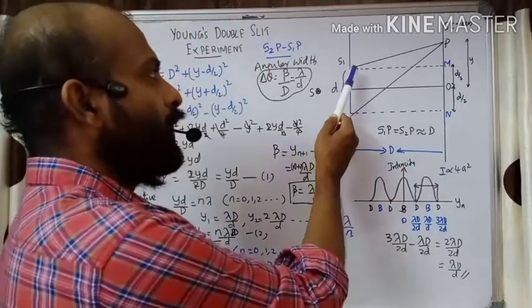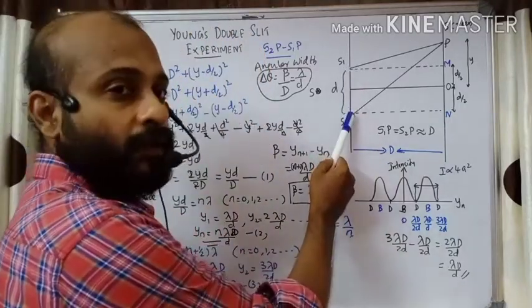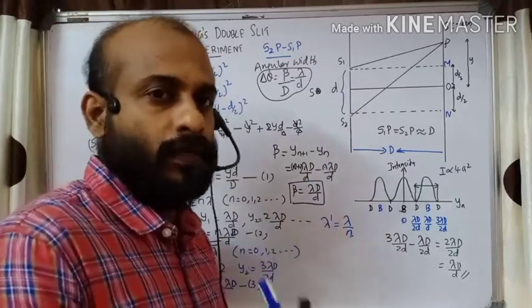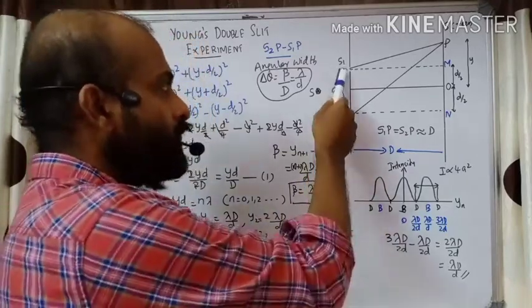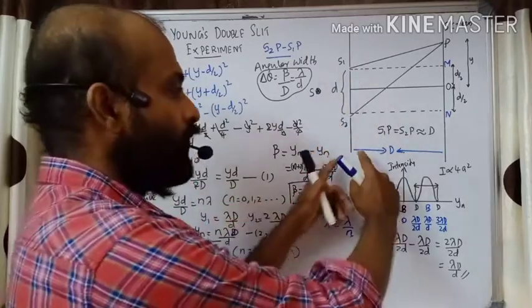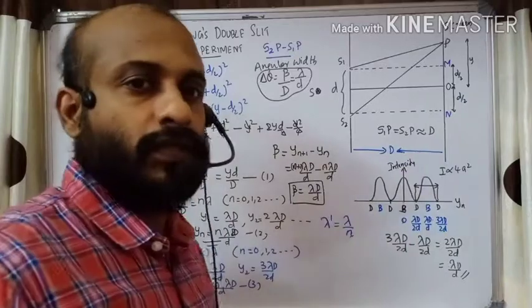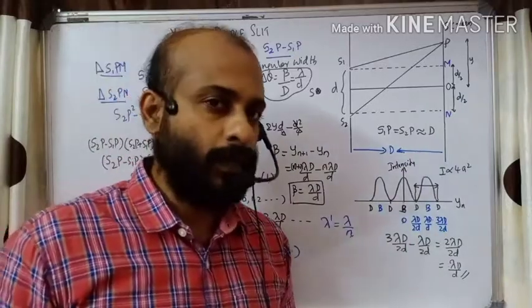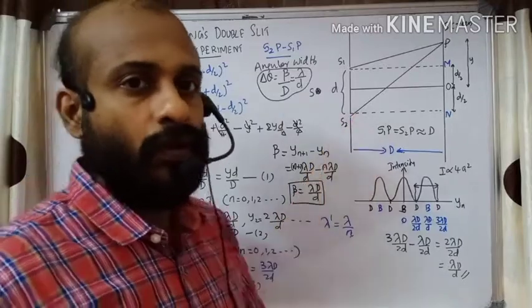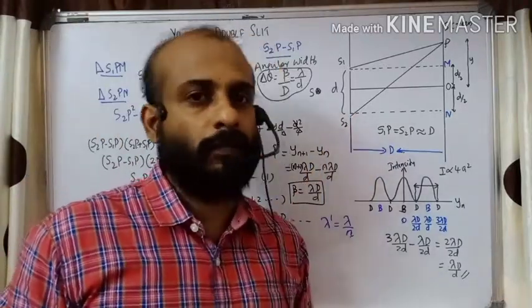Now, if you make the slits wider, if you increase the width of the slit, then the fringes will overlap and they will disappear. When we increase the distance small d, the same thing will happen. If you increase capital D also, the fringes will overlap and disappear. If any one slit is closed, then also the fringe pattern will disappear.